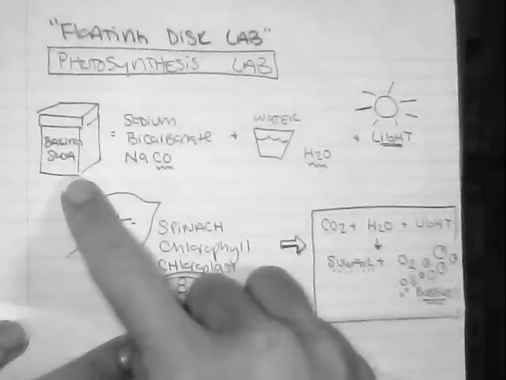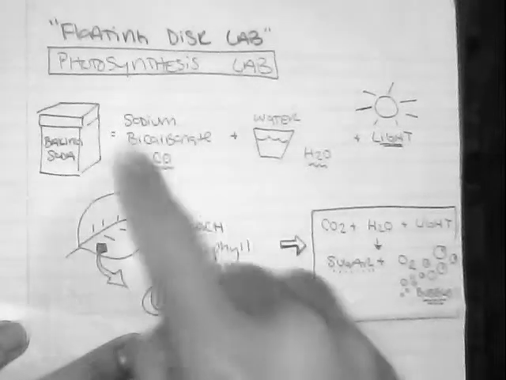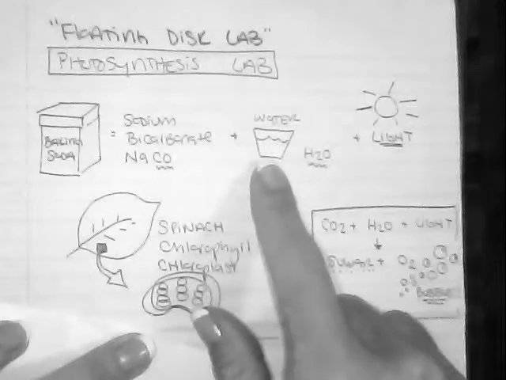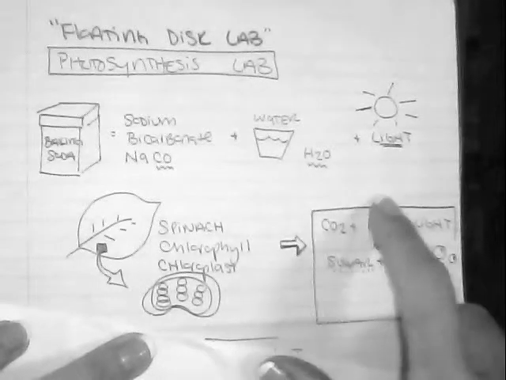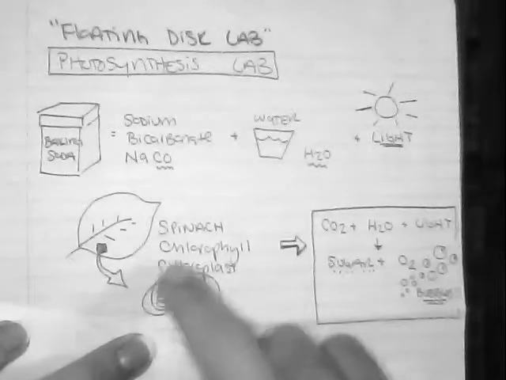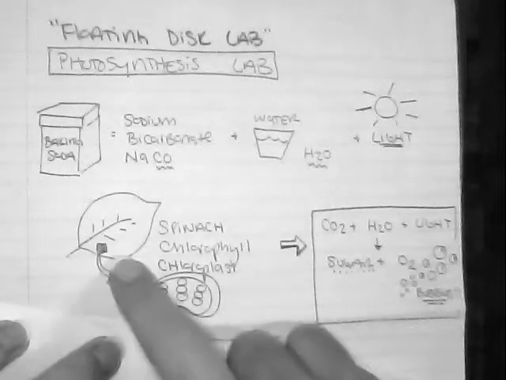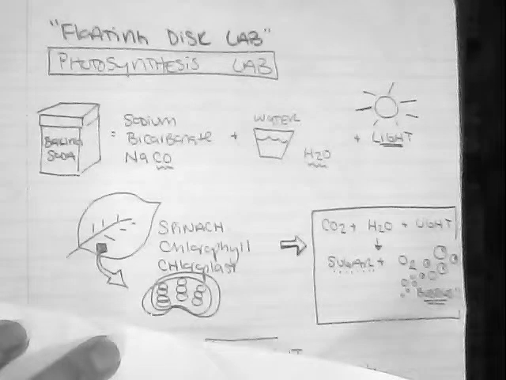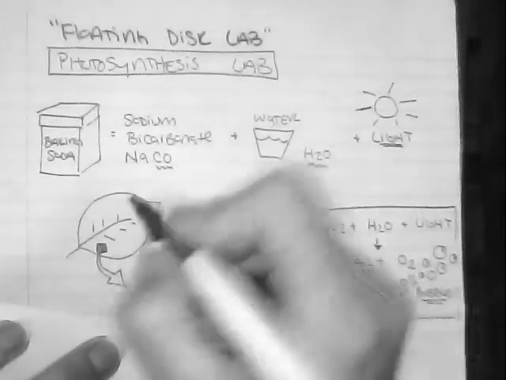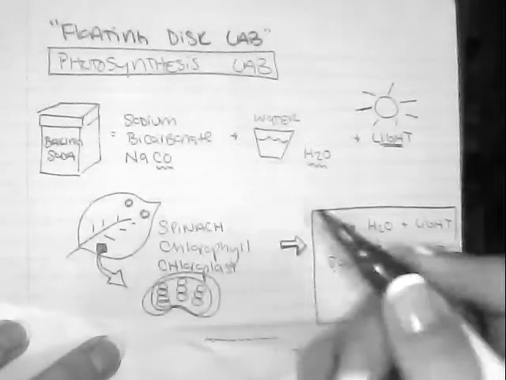In the lab we had baking soda, which is sodium bicarbonate, that we mixed with some water. And then we also had light, which was in the form of a projector. We also used some spinach, which you guys cut tiny holes into. Remember using the little hole punchers that we cut those holes with.